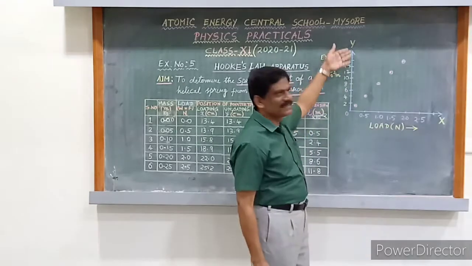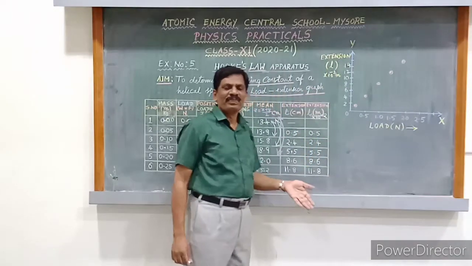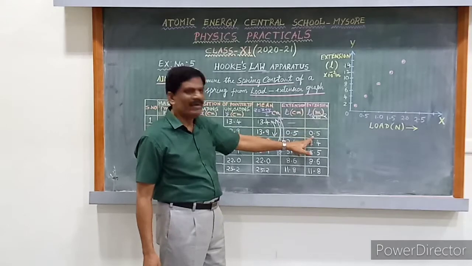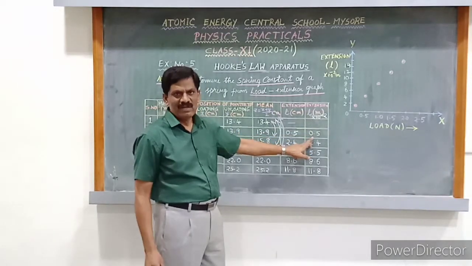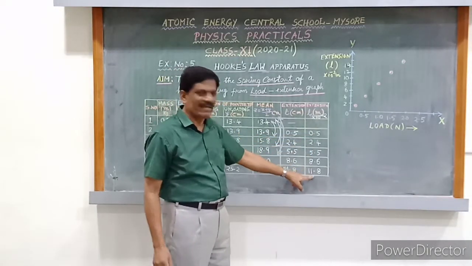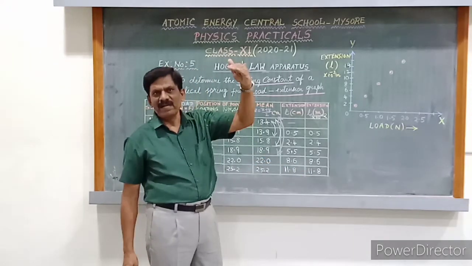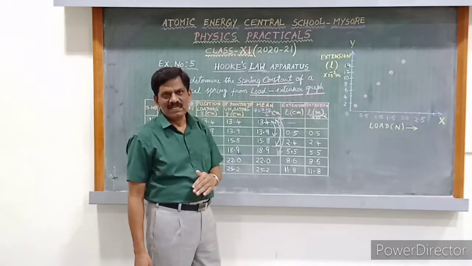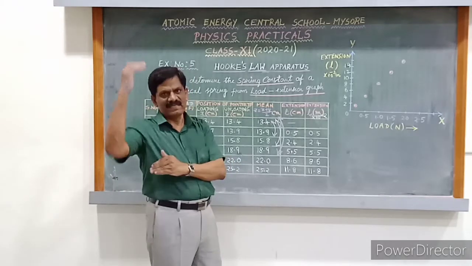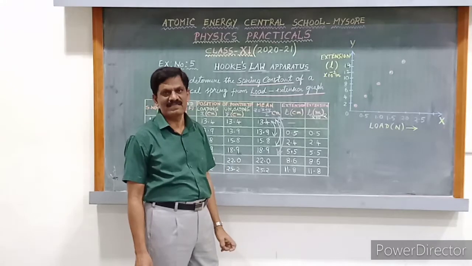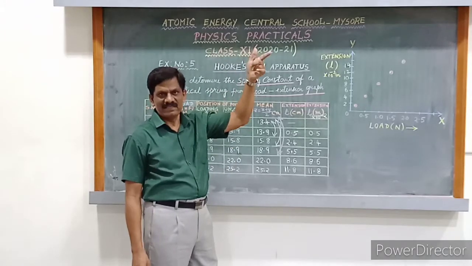Now along the y-axis, how to choose, I will tell you. Mean extension, you see, what is the minimum value? It is 0.5. What is the maximum value? It is 11.8. That means up to 12 only our graph will be accommodated. So 0 to 12 centimeter, at least 12 centimeter we must have on the y-axis, or 24 centimeters.